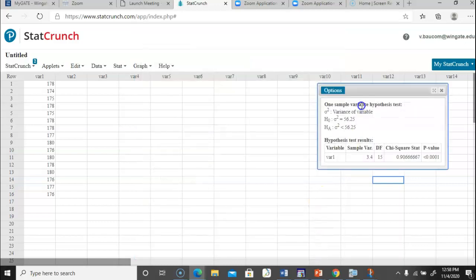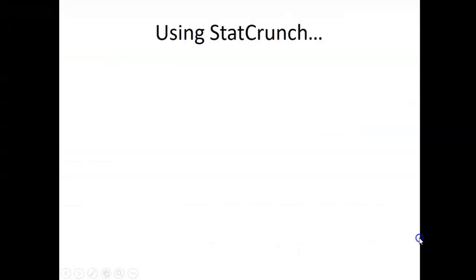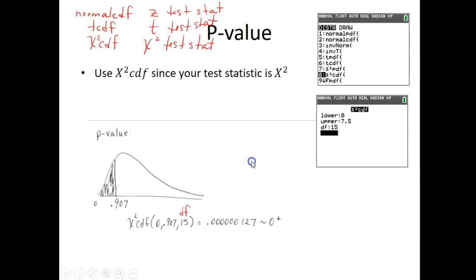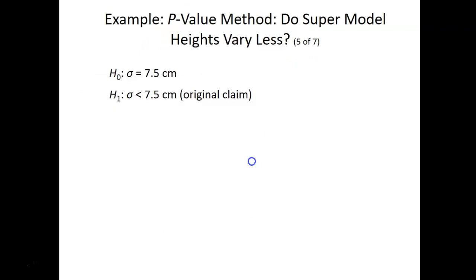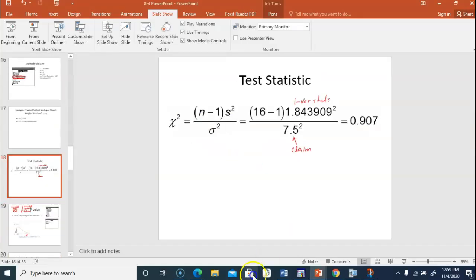So one reason we did 56.25 is because this only allows us to put the variance in. And so our variance, if we look back here, our standard deviation is 7.5. If we square 7.5, we get 56.25. And so that's why I'm entering that in for StatCrunch.